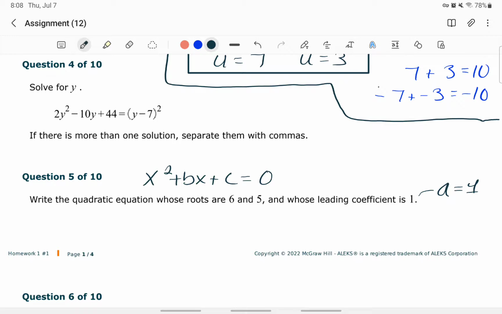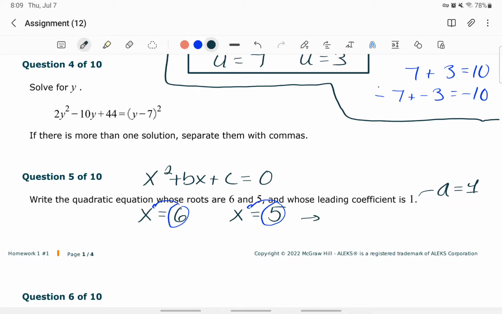Now watch this. It says that the roots are 6 and 5. If that's the case, we can say that x is equal to 6 or x is equal to 5. And based on the roots, we want to build our quadratic trinomial. So we're going to use the zero product property in reverse. Because what I'm going to do is move this 6 over to the left side, and move this 5 over to the left side.